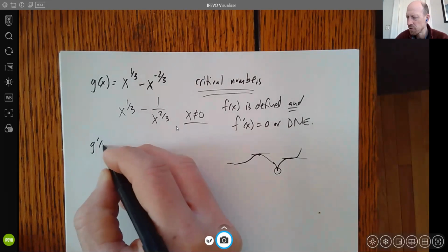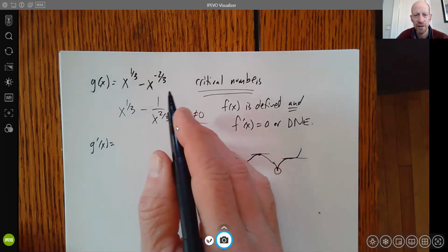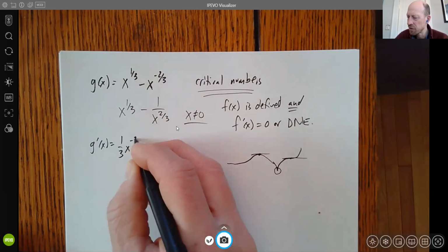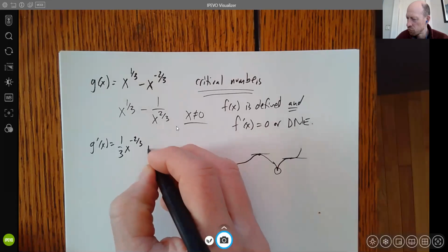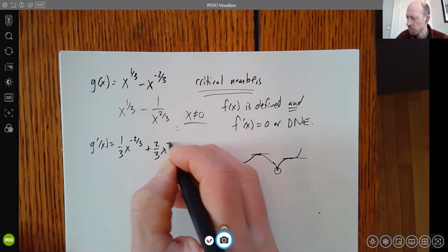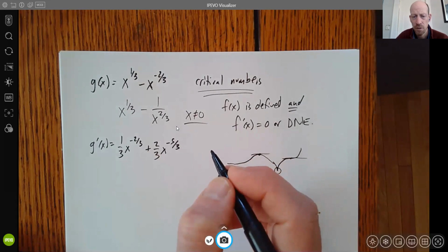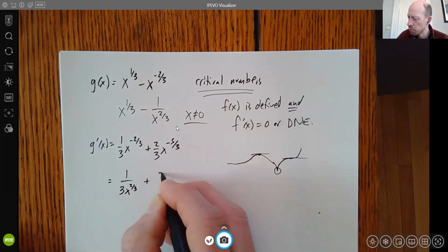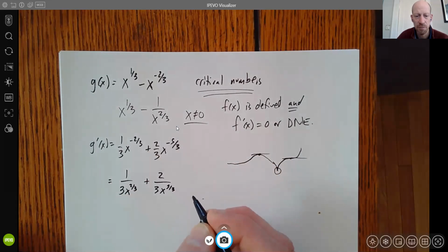The next step is, in order to find critical numbers, I want to figure out where the derivative is 0 or undefined. So I want the derivative of this, 1/3 x to the negative 2/3, and then that becomes plus 2/3 x to the minus 5/3. It may look sort of terrible, but if you rewrite it with positive exponents, that's certainly going to be an improvement.